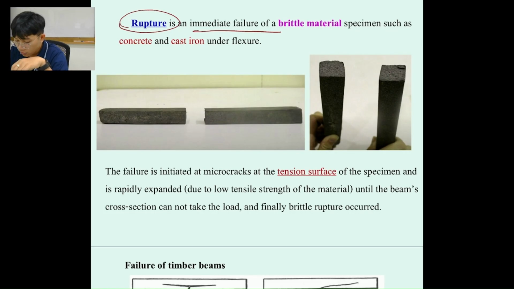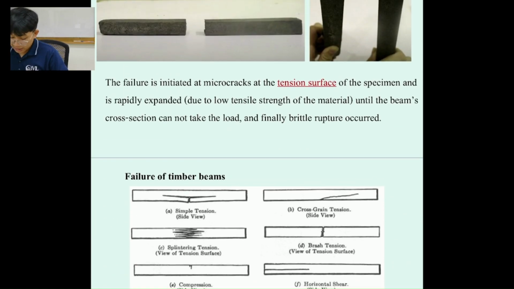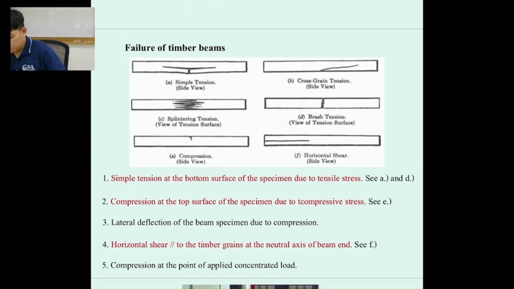Otherwise, if there's no warning, for example, like this surface of the cast iron, when it fails immediately, the beam is going to be collapsed. So that's why that sudden failures, we call it the immediate failures. It comes from the brittle materials such as the concrete and the cast iron. But the ductile failures is going to behave differently.